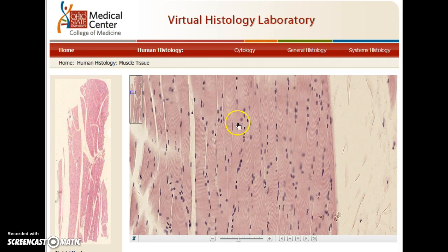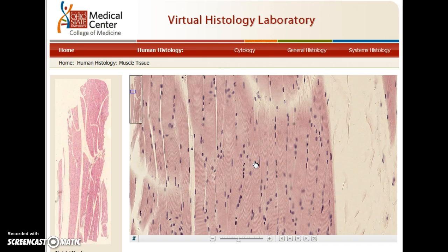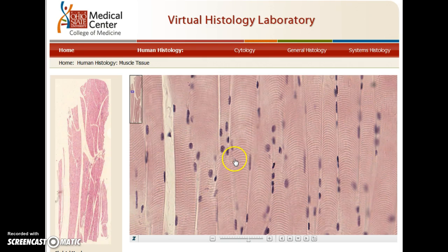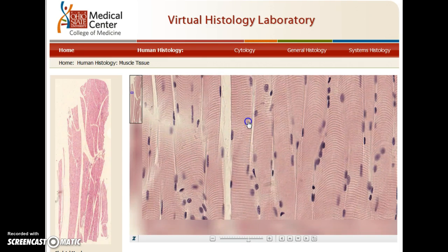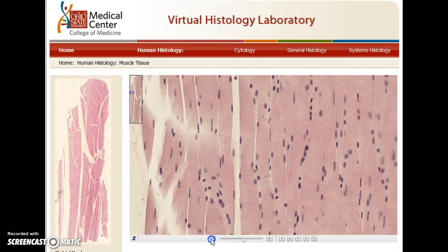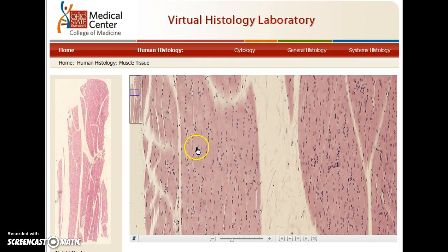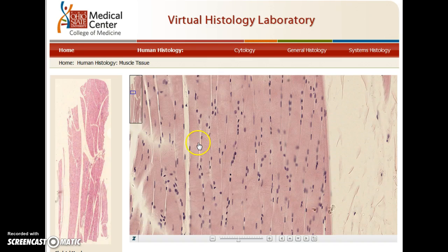Now, some things that I'm looking for to be able to identify this as skeletal muscle. It's very, very easy to see the striations here. We can see that light, dark, light, dark, light, dark banding on each one of these muscle fibers. And the muscle fibers are very long. If I zoom out again, the fiber starts here and it's going to keep going. So as long as the muscle is, that's how long the fiber is. So that's unique to skeletal muscle.